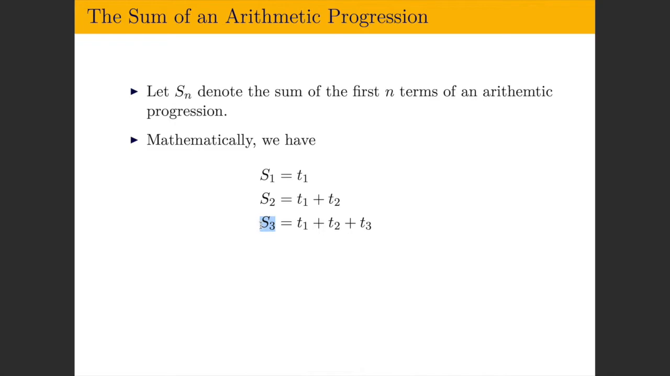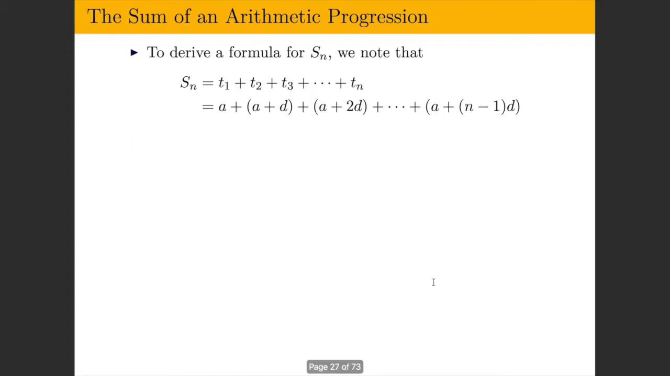We get S3, which would be the first term in the sequence, second term of the sequence, and the third term of the sequence added together. And if we continue in this fashion, what we say is that the Sn in general is given as T1 plus T2 plus T3 all the way up to some pronumeral or Tn. So let's think of how we're going to derive a formula for Sn. To begin with, we know that Sn is equal to the sum of our Tn terms.